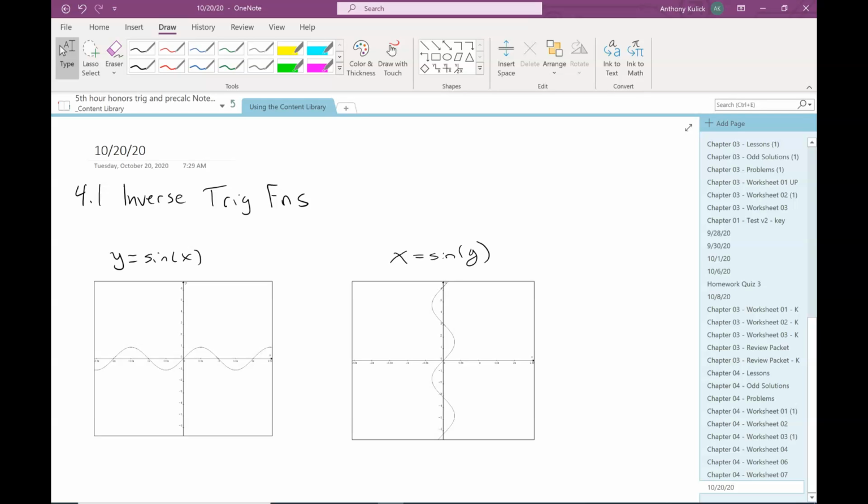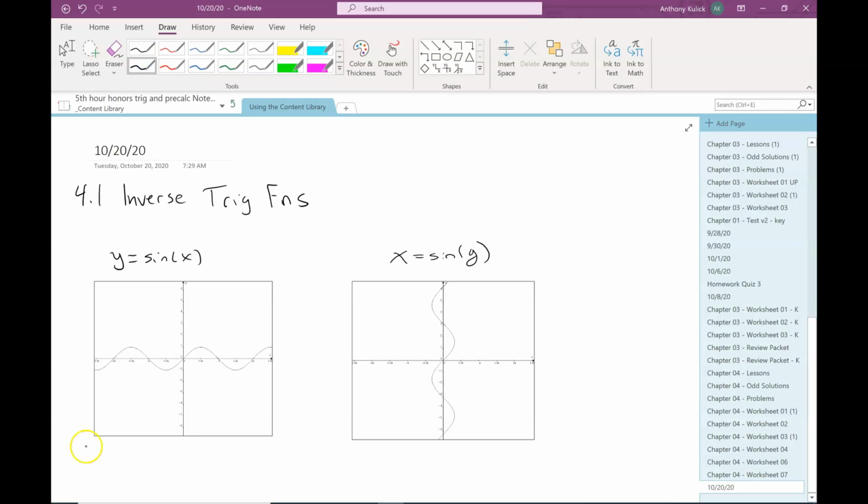Do you guys remember last year in our algebra class what we did to fix this problem? How did we take a function and do something to it so that its inverse would also be a function? Yeah, so what we do is we restrict the domain. That's exactly the right idea.